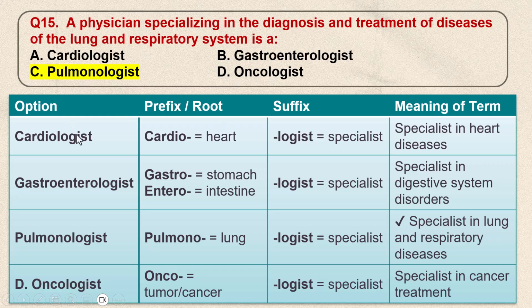On the other hand, cardiologist, cardio is heart, logist means specialist, so specialist in heart diseases. Gastroenterologist, gastro means stomach, entero means intestine, logist means specialist. Similarly, oncologist, onco means tumor or cancer, logist means specialist, so specialist in cancer treatment.